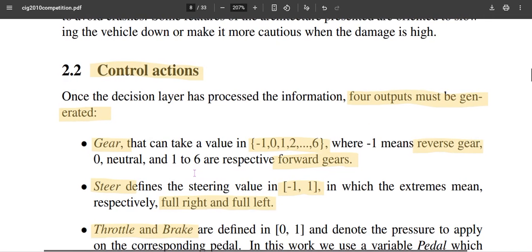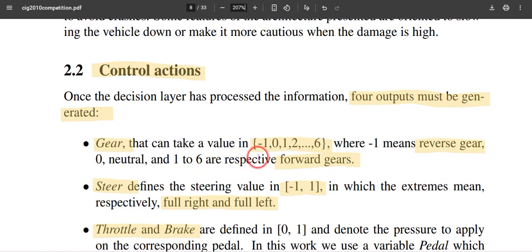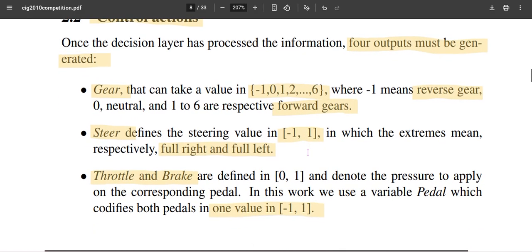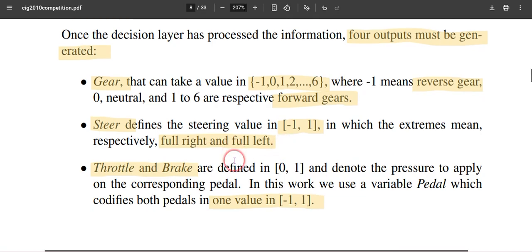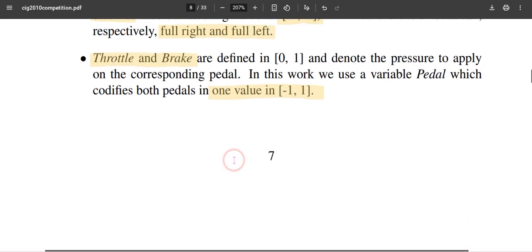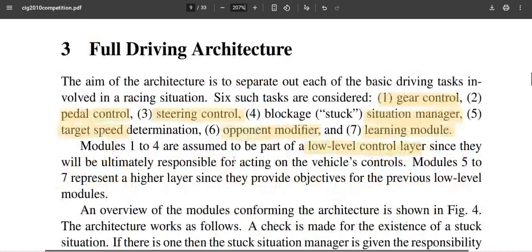There are four outputs from these controllers for these sensory inputs. One is the gear shifting: -1 is for reverse gear, and from 0 to 1 to 6 will be for the different gears based on the different RPM performance. The steering value will be from -1 to +1, for full right and full left. And throttle and brake will be from 0 to 1 calibrated, but we can put it as one value between -1 to 1, where negative values will be for brake and positive values will be for throttle acceleration.